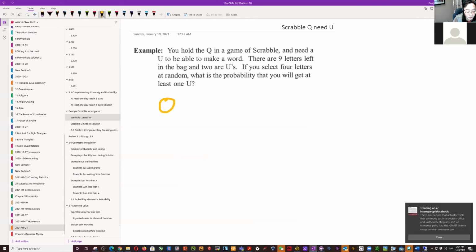You already have the Q, which usually has to make a word with U. This Q is just something already in your hand and makes no contribution. Or it makes sense if you need a U and you have 9 letters left in the bag. So basically, the 9 letters you can label this way: U1, U2, and then the 7 non-U letters, letter 1, letter 2, all the way to letter 7. If you choose 4 letters at random, what is the probability you will get at least 1 U?